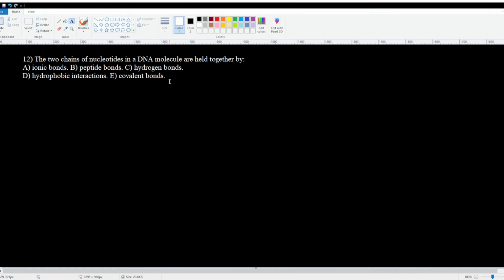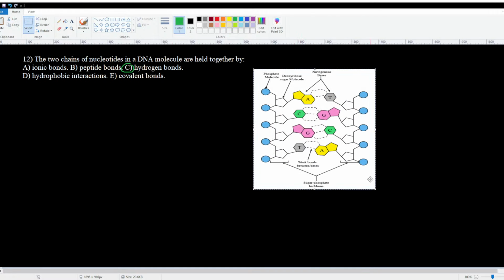Two chains of nucleotides in a DNA molecule are held together by hydrogen bonds. So let's look at a picture of a DNA molecule. This is just something that you kind of have to know. Let's use this one actually. This one's good. Okay, so this is your DNA molecule.